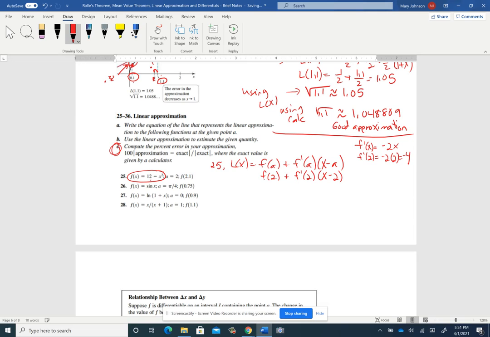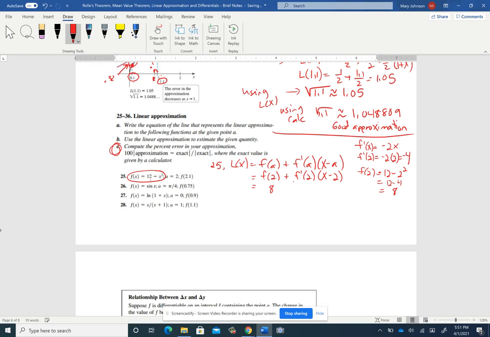So f of 2 we need to find as well. So let me do that. F of 2, I'm going to go to the original function and plug in 2. So that would equal 12 minus 2 squared, which is 12 minus 4, which is 8. So now I have, I think, all the pieces that I need.